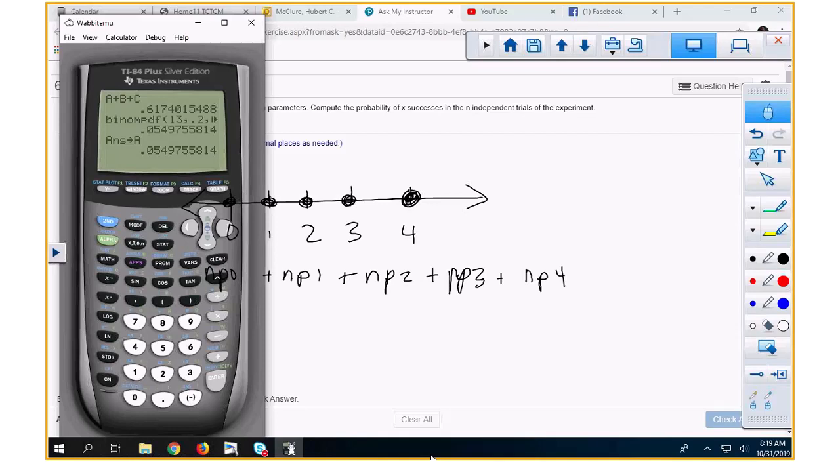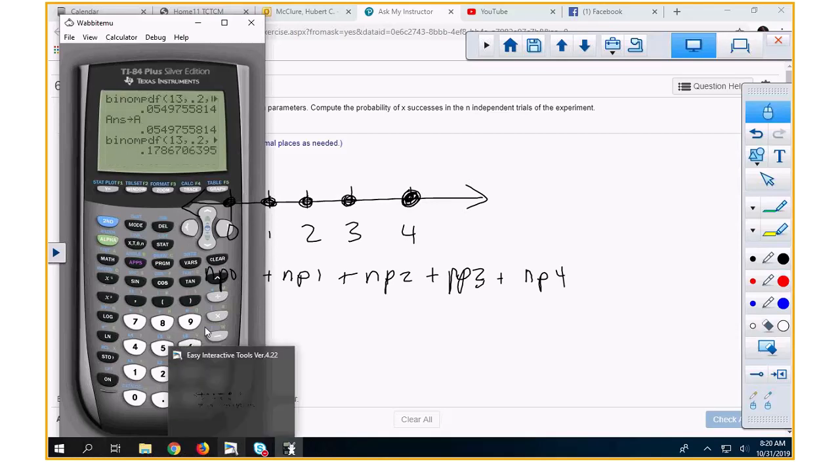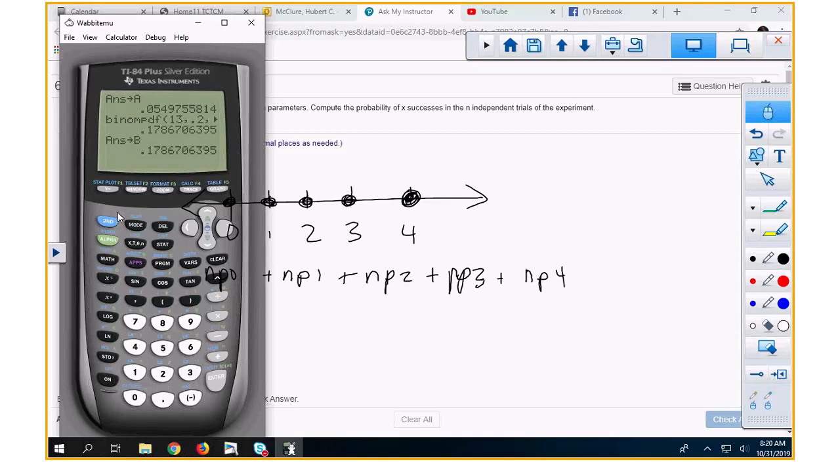Now you're ready to do NP1. So you type in second, enter, and now you type in 1. And now you stow alpha B. Second, enter. Now you do 2. Stow alpha C.